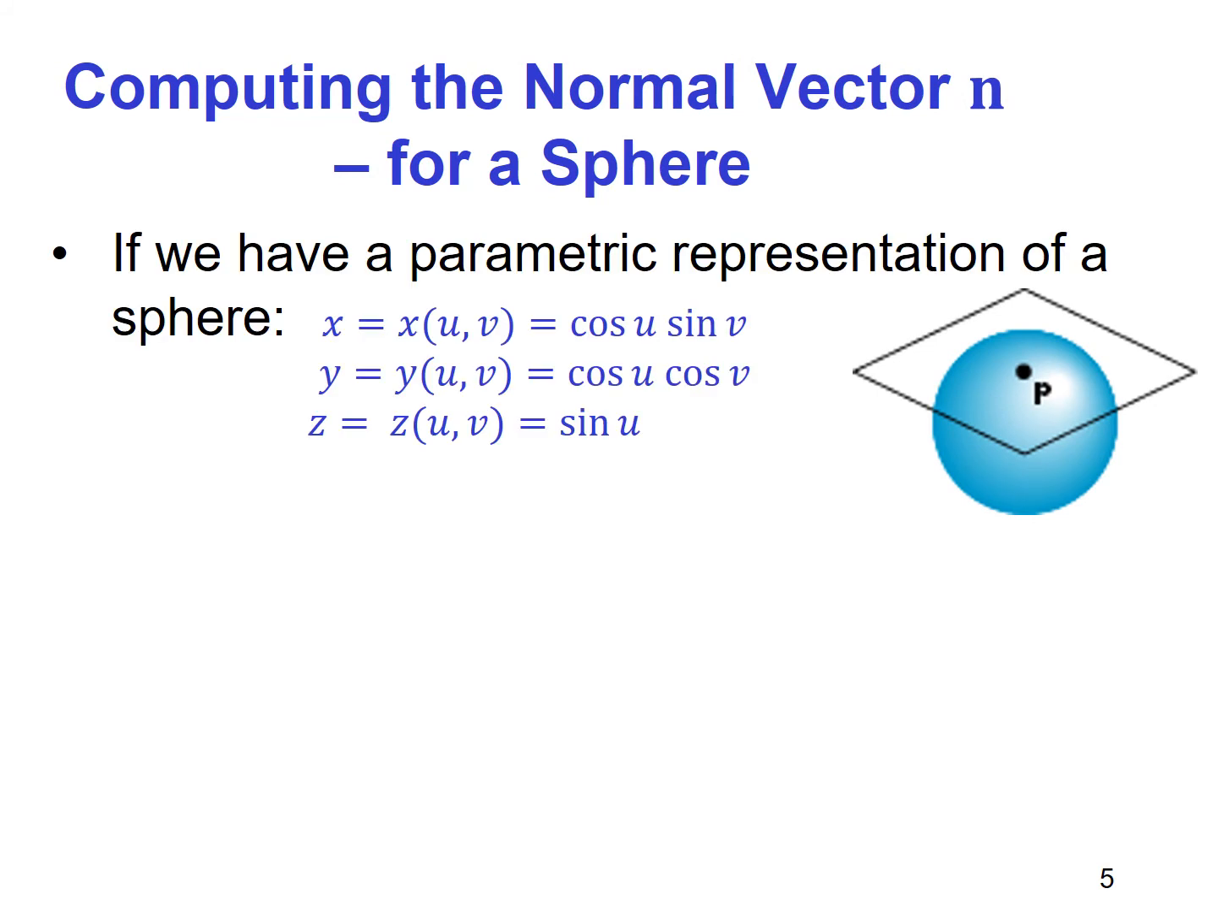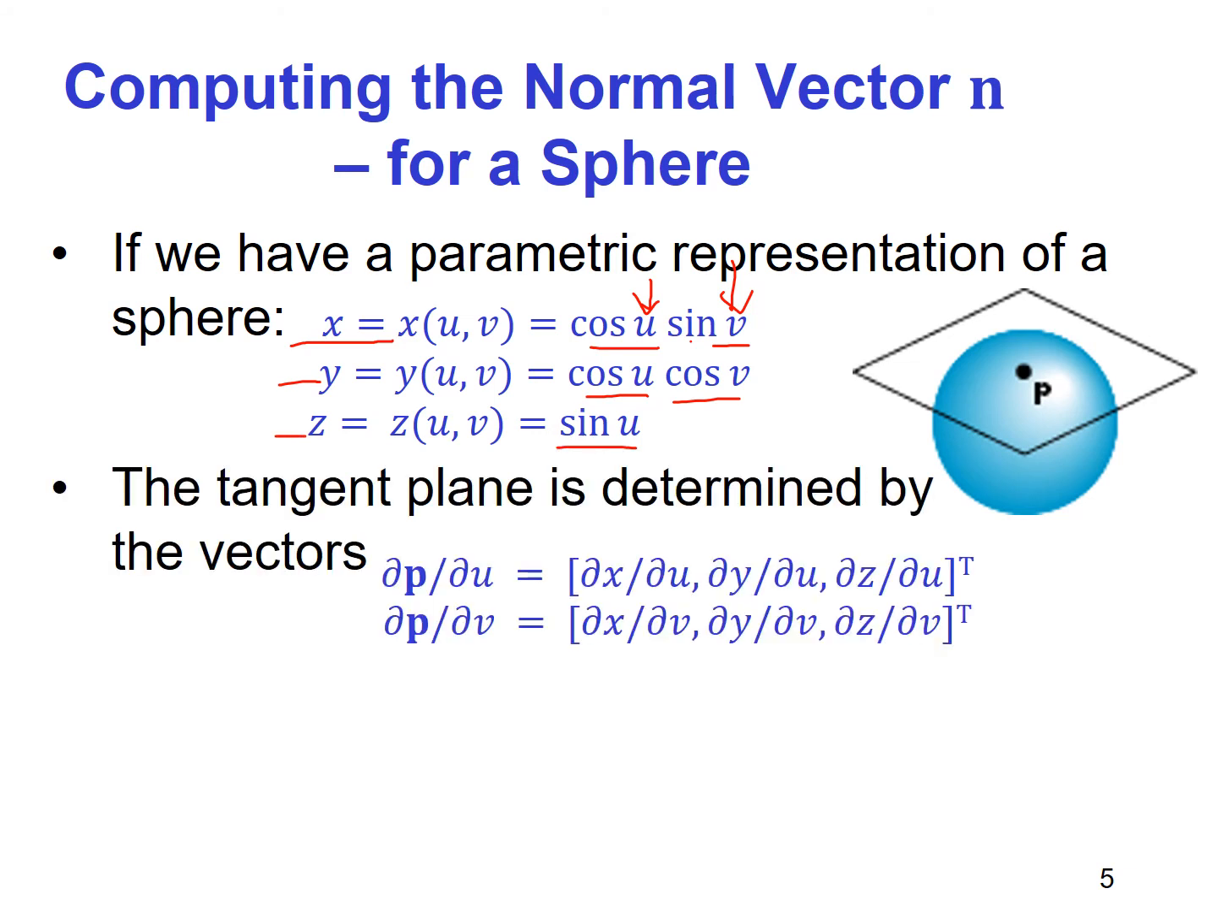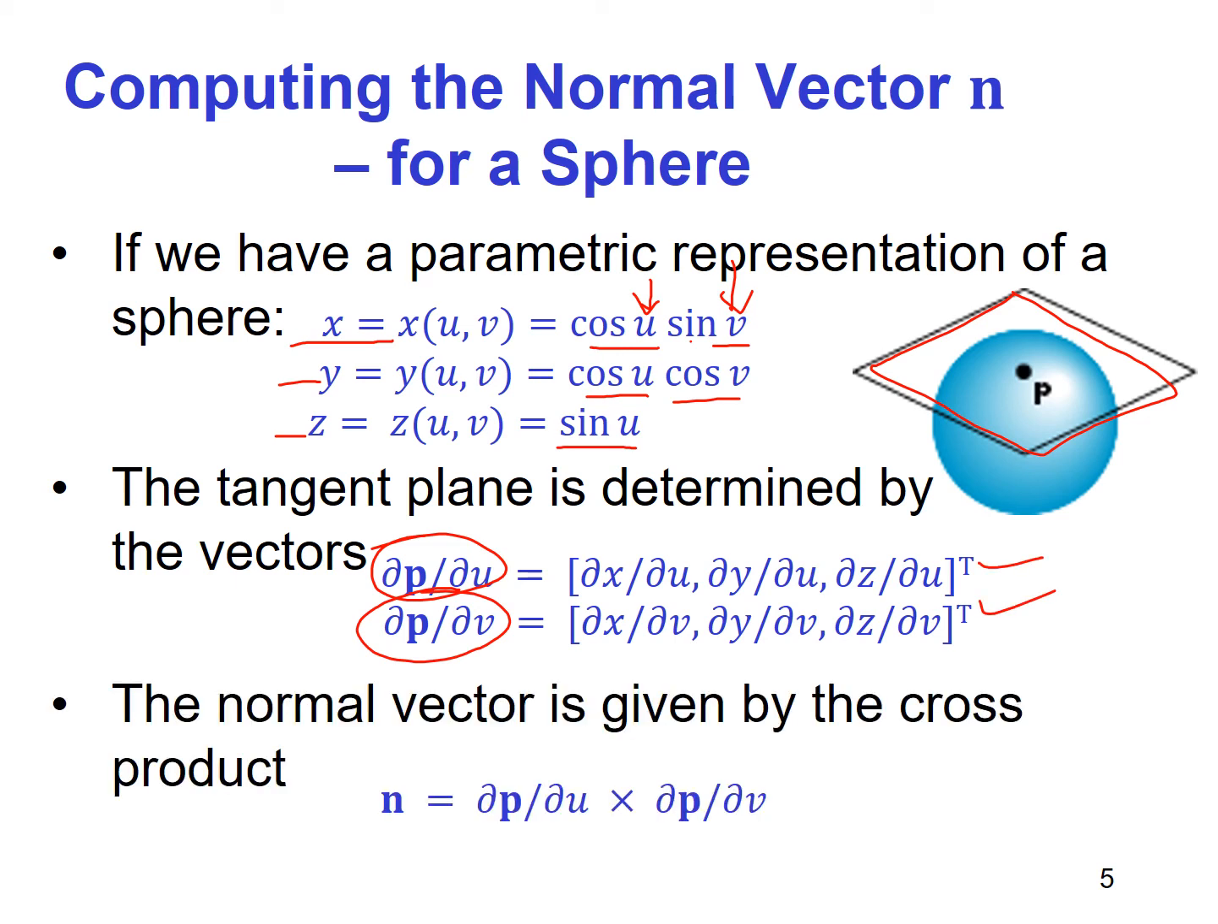If we have a parametric representation of the same sphere in this form, x is equal to x of u, v, where u and v are the two parameters, cos u sin v, and y is given by cos u cos v, and z is given by sin u. The normal vector at a point P is the normal vector of the tangent plane at that point. The tangent plane can be determined by the gradient of P with respect to u and the gradient of P with respect to v, given by these values. Finally, we can calculate the normal vector by taking the cross product of these two vectors.